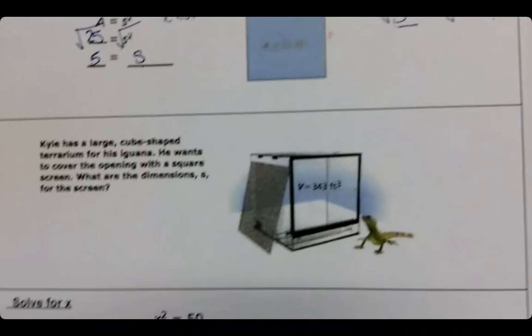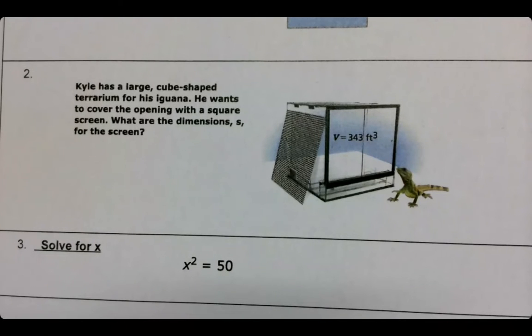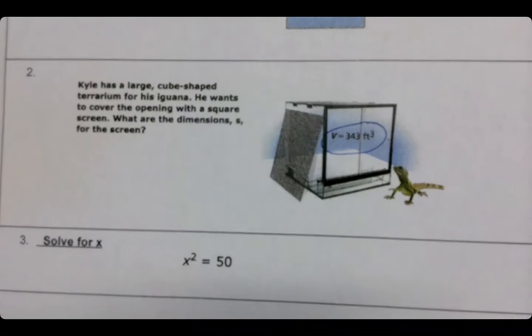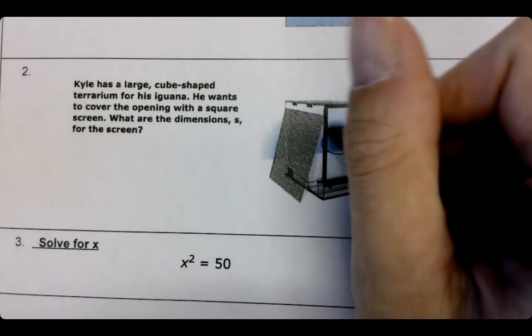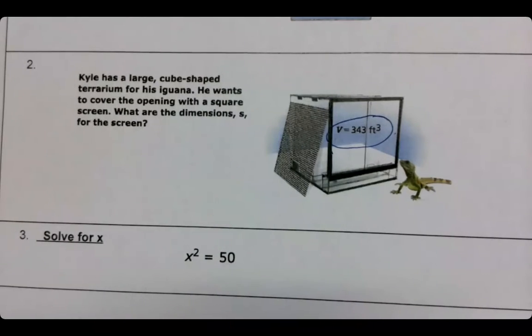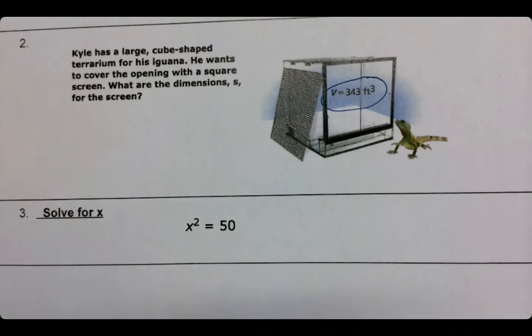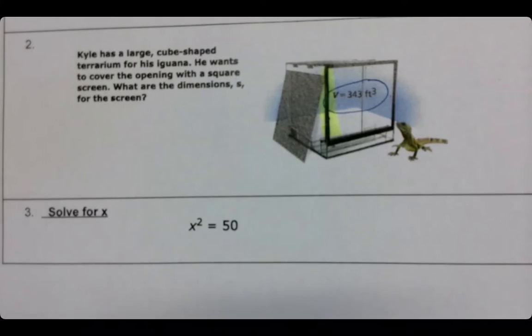So keeping that same thought process, Kyle has a large cube-shaped terrarium for his iguana. He wants to cover the opening with a square screen. What are the dimensions s for the screen? So this is the volume. We want to know what one side is. Let me get a highlighter so you can see it. We want to know what that is, right?